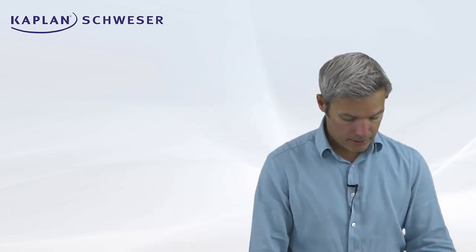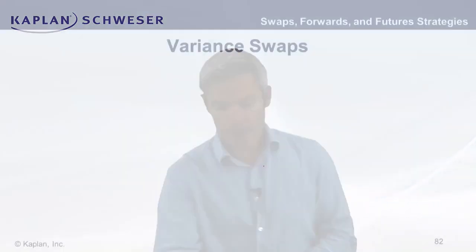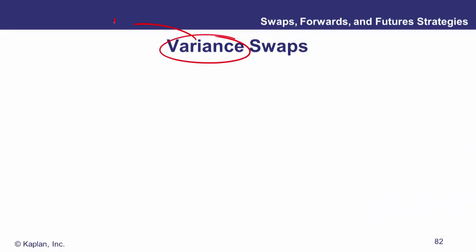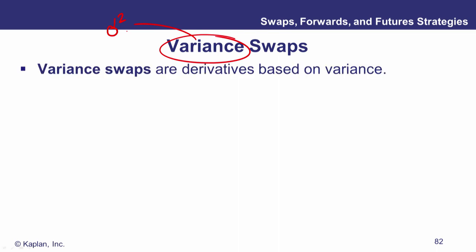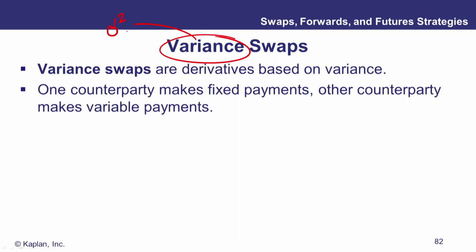Now the main type of derivative in this section that we're going to look at is a variance swap. Notice the word has changed from volatility to variance. It's a very important thing for you to notice at this stage. A variance swap, as the name suggests, pays out based on market variance or the variance of some sort of reference asset. One counterparty is going to make a fixed payment that's known at the outset, and another counterparty is going to make a variable payment which depends on what variance in markets turns out to be, what variance in the underlying portfolio turns out to be.